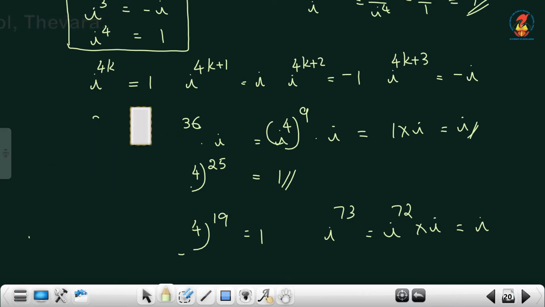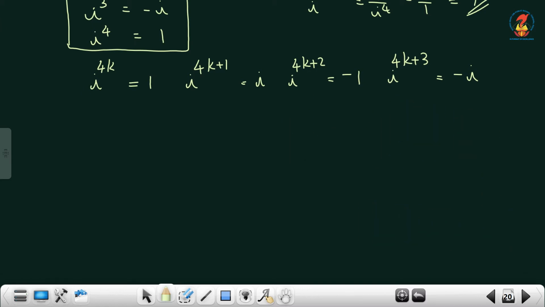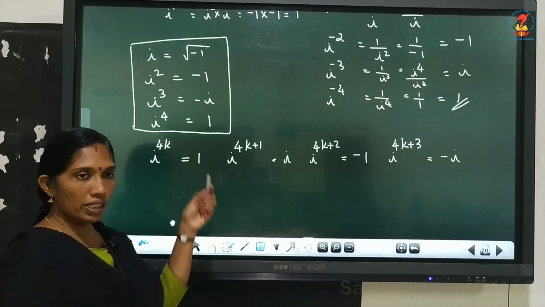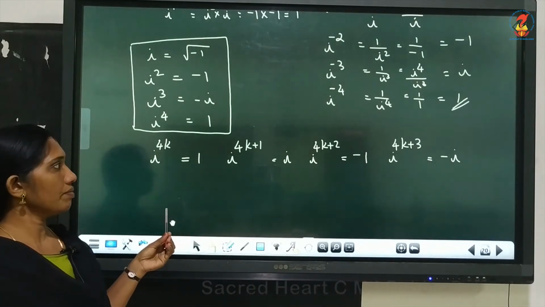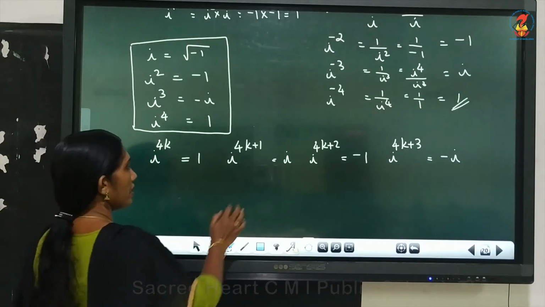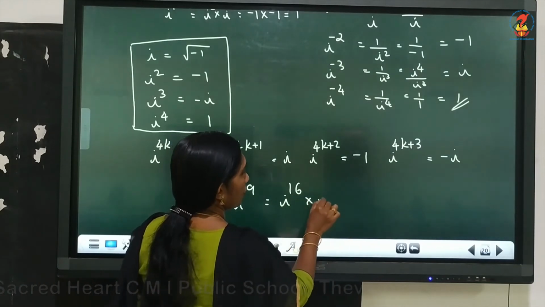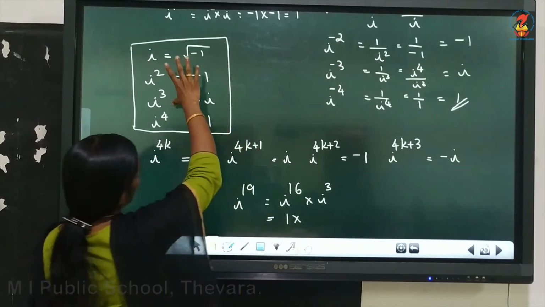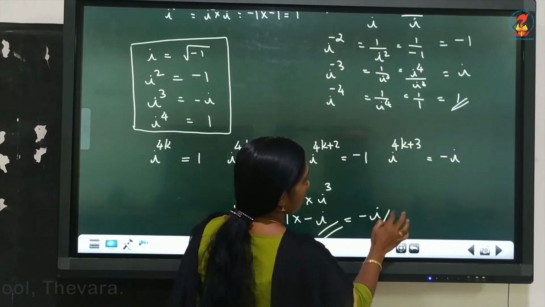Okay. So, you have to learn the first 4. Okay, children. The first 4, that is i is equal to root of minus 1, i square is minus 1, i cube is minus i, i raised to 4 is 1. Then multiple of 4, generalize, i raised to 4k is always 1. So, if it is i raised to 19, we can write as i raised to 16 into i cube. i raised to 16, multiple of 4, is 1, i cube you have to learn by heart, minus i. So, that is equal to minus i.